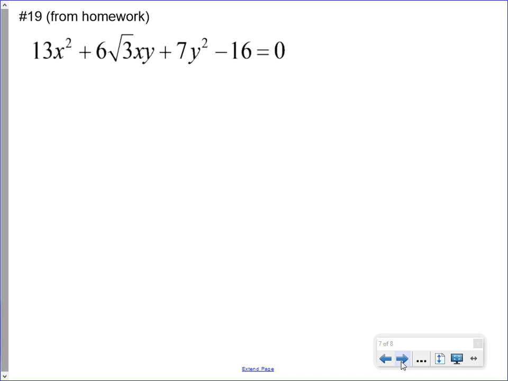This one is maybe a little bit more complicated, sadly. But maybe also a little bit exciting because it's got some extra values in the equation. So go ahead and jot down. This is number 19 from your homework. So you're doing page 729, 13, 17, 19, 22. So this is number 19.